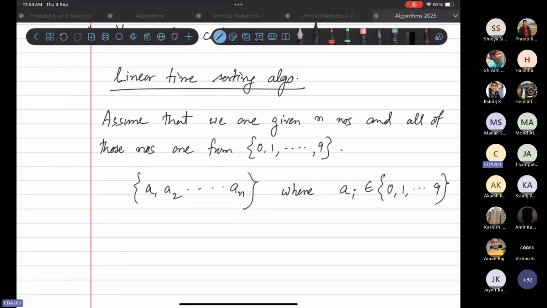I think it's very intuitive also. How can you sort these n numbers, if I tell you that these numbers can take just 10 different values? Would anyone like to suggest something?